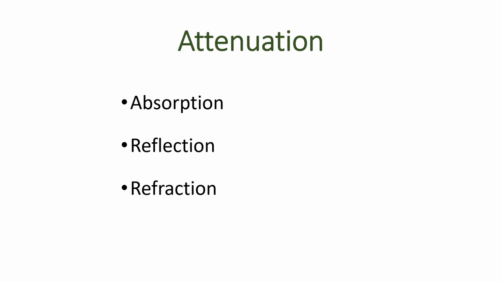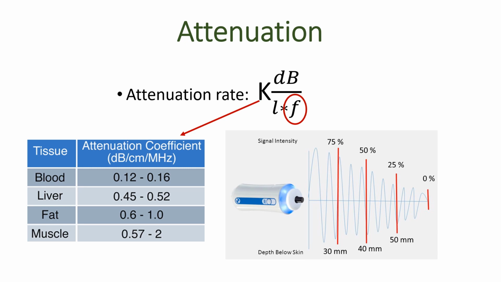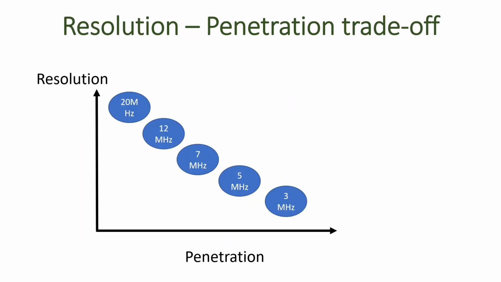As ultrasound travels through the tissue, it loses its energy due to absorption, reflection, and refraction. This attenuation depends on the properties of the tissues and on the frequency of the ultrasound. The trade-off is the resolution, which is higher with a higher frequency ultrasound, while penetration is worse.